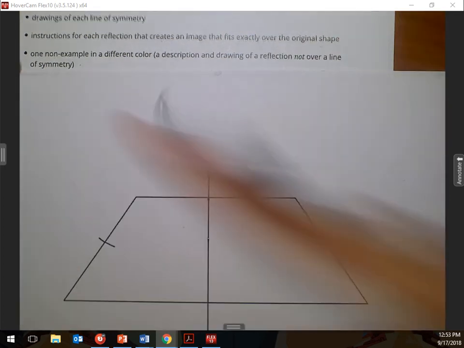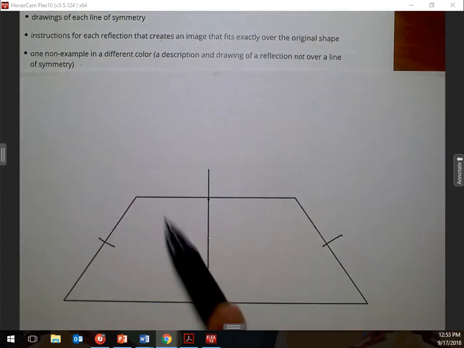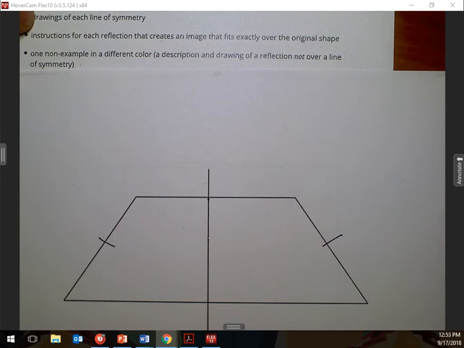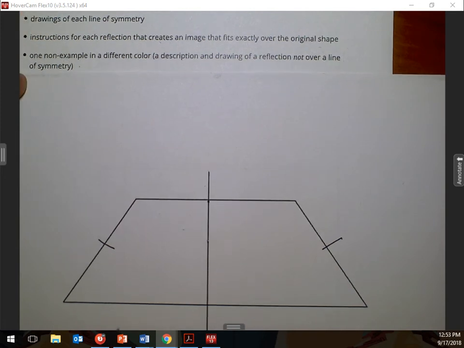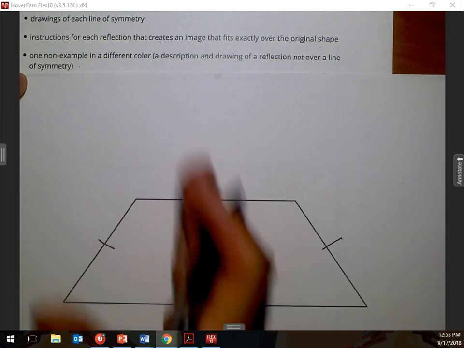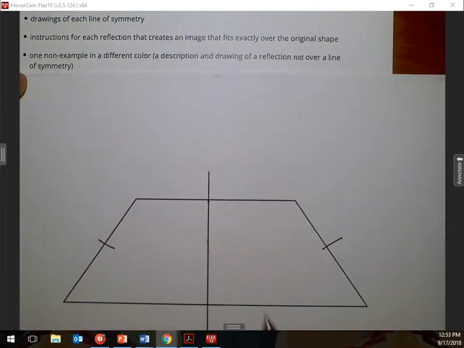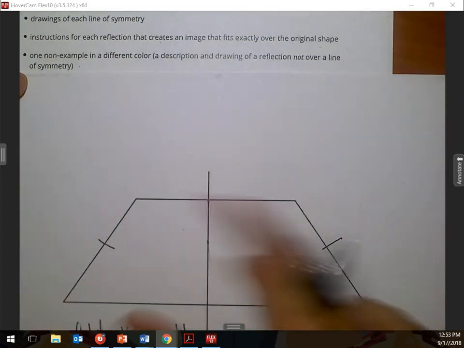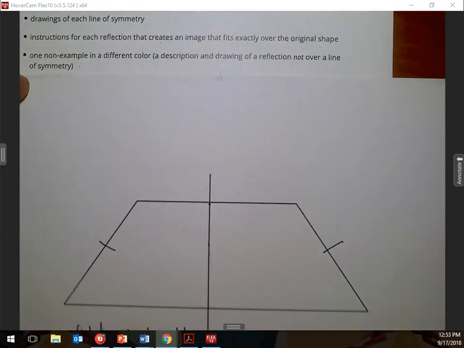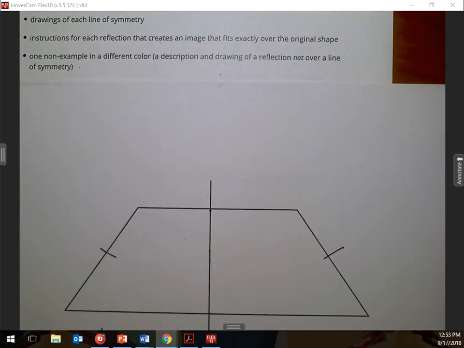Okay, now right here, what were my instructions to fold it over? How do we fold it? Horizontally? Vertical, up and down. Okay, up and down. So we're going to fold it vertically, right, to put the points on top. And then one example of a different color description, line not over.